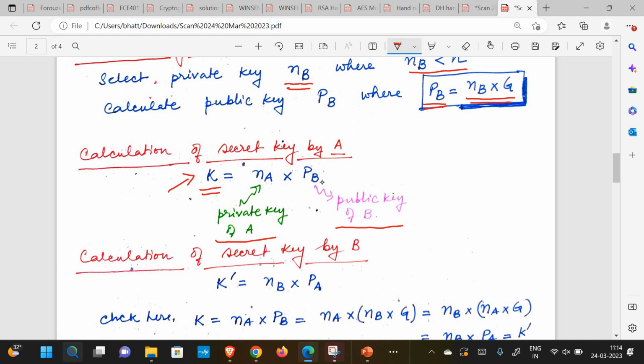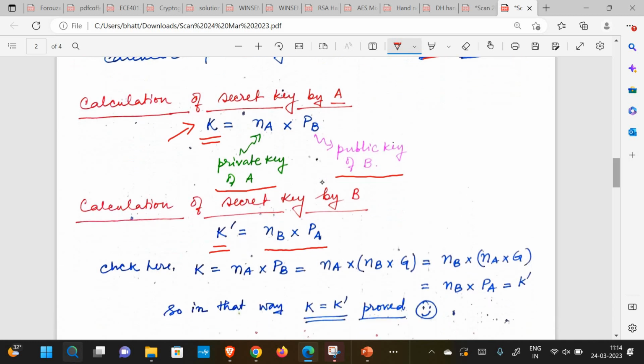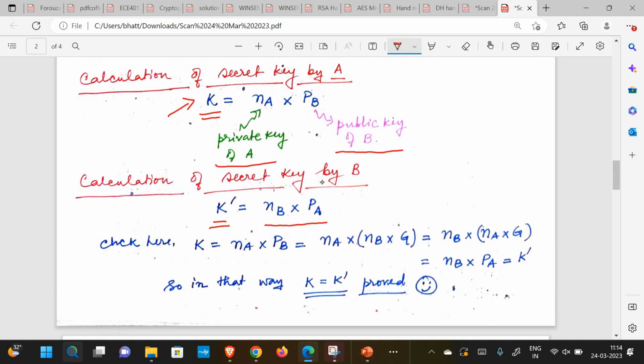So A has the private key already. It takes the help of the public key of B and it generates NA multiplied by PB. Similarly, B also generates K prime, and this is by taking the help of the private key of B, which he already has, and the public key of A, so PA. Based on that, you can see that the key exchange is completed, because if you check over here with the calculation, K and K prime should be equal. I've just given you the steps over here, it's a very simple logic.